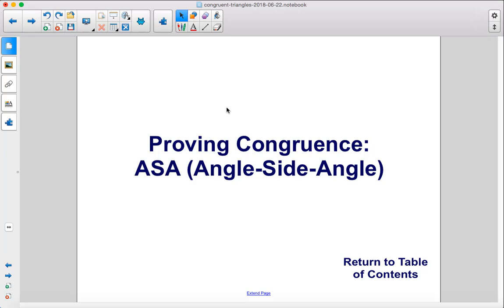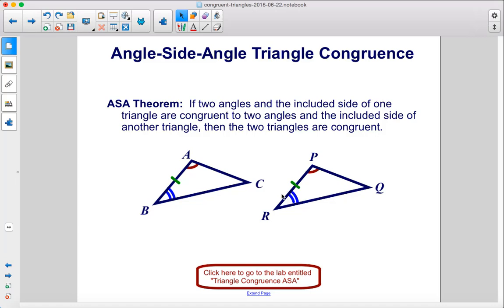Proving congruence, angle side angle. ASA theorem. If two angles and the included side of one triangle are congruent to two angles and the included side of another triangle, then the two triangles are congruent. So here we have two angles and the included side, two angles and the included side.